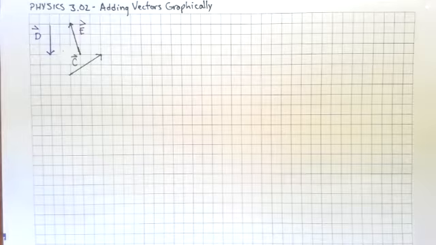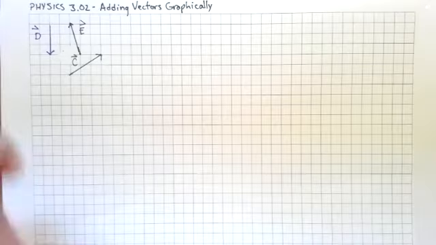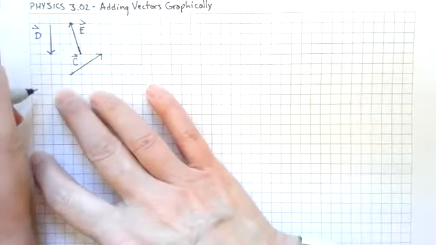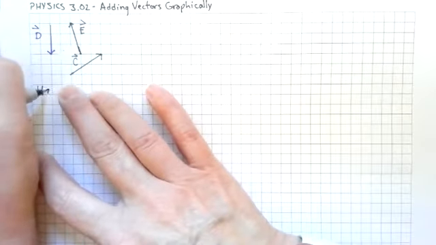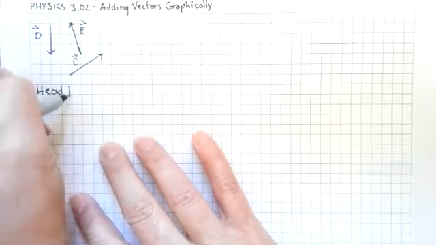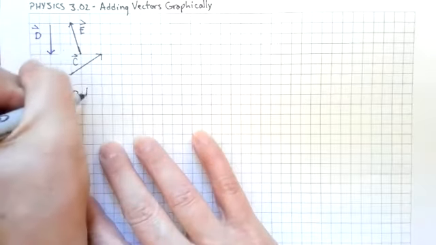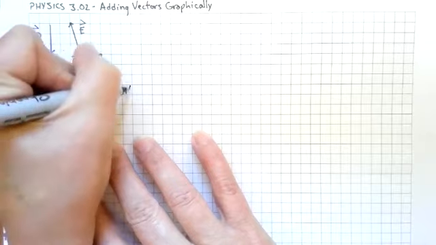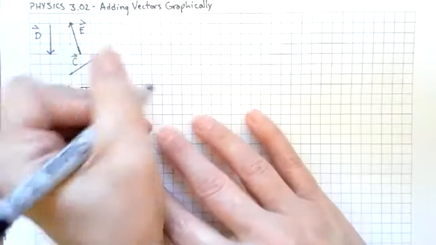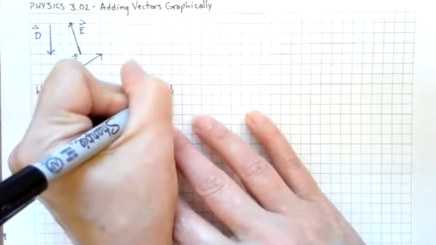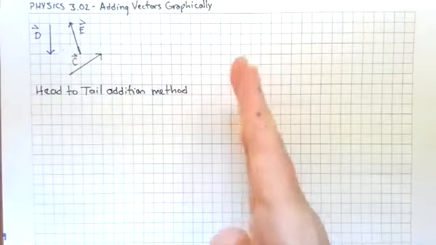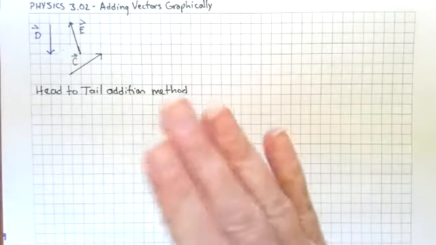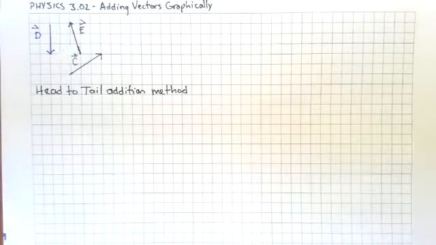All right, so hopefully you paused the video and took care of that. What I'm going to show you today is the head to tail addition method. I'm going to leave this side of the paper blank because we'll flip this under when we work on adding these algebraically. So I'm going to try to write on this side of the paper.